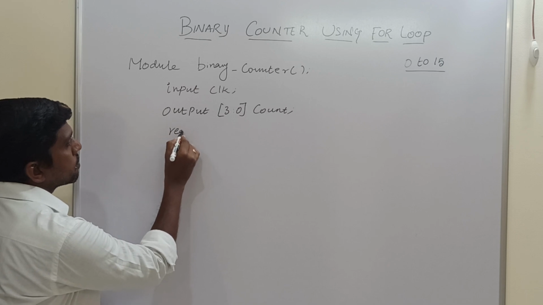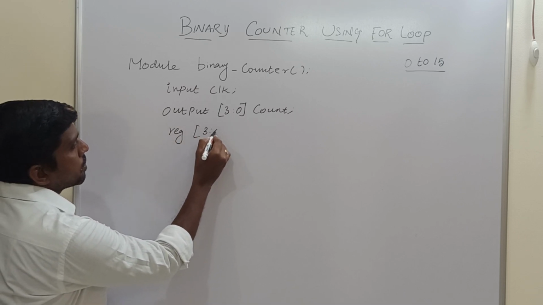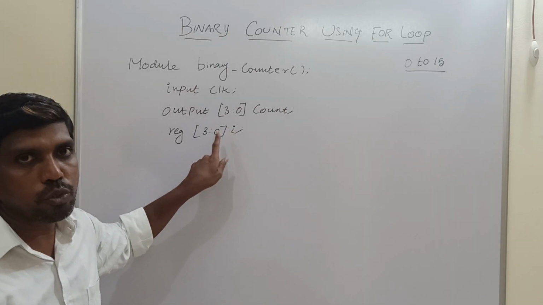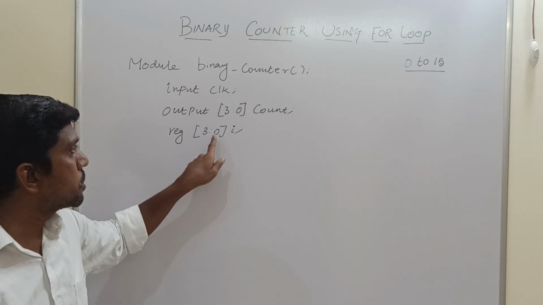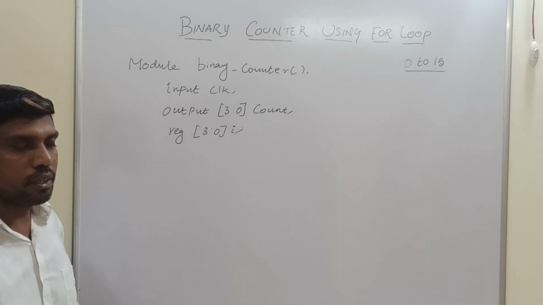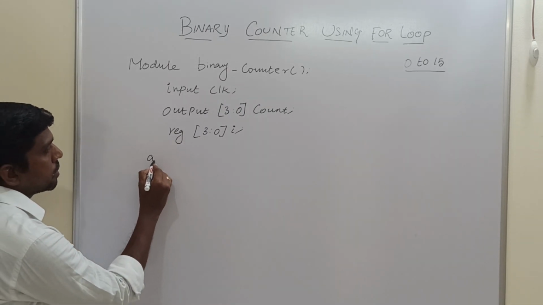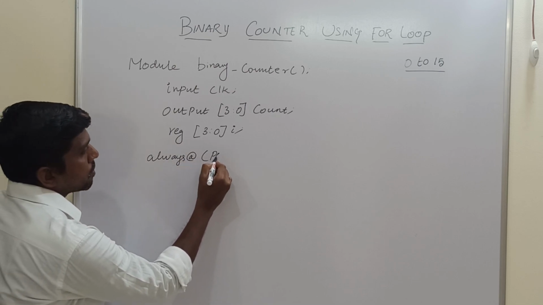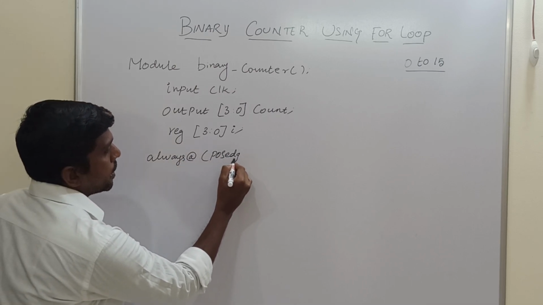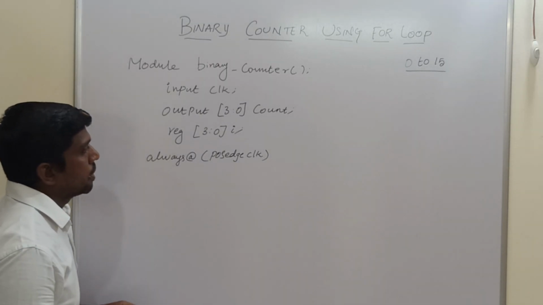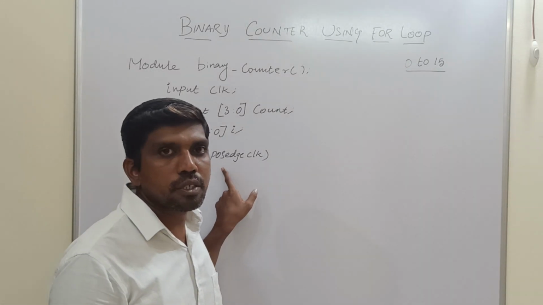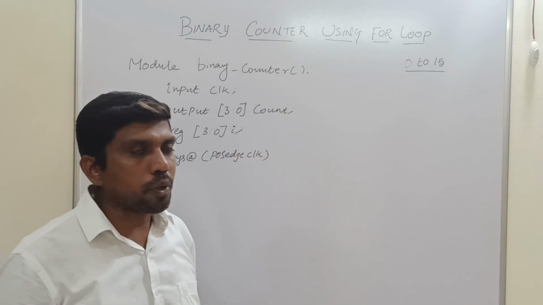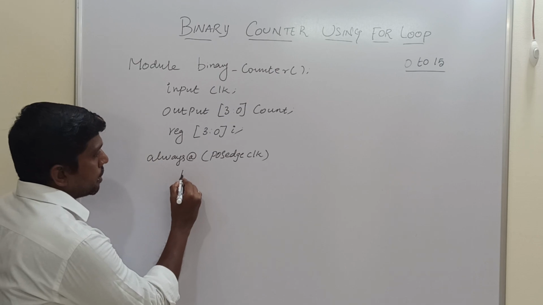Then reg [3:0] i. This variable i is also a 4-bit value, declared with [3:0], and stored in a register. Then always @(posedge clock). After every positive edge of the clock, this counter value is incremented by 1 because it's an up counter. Then begin.